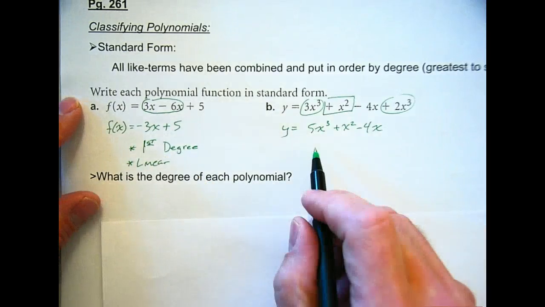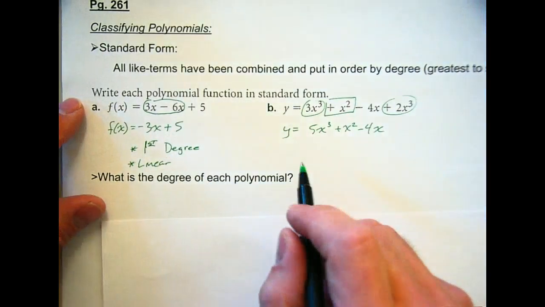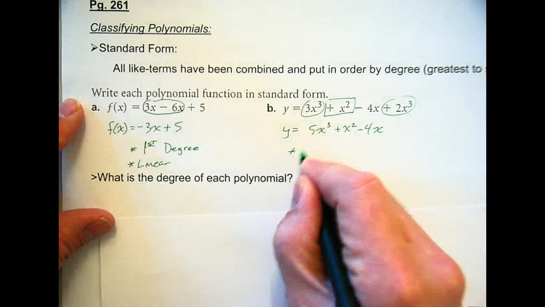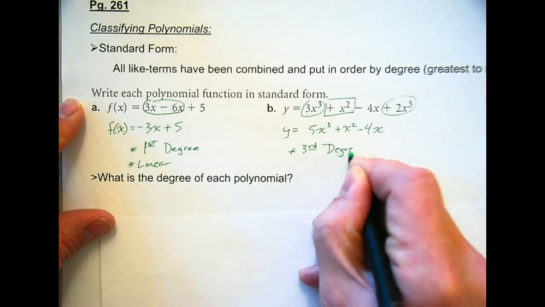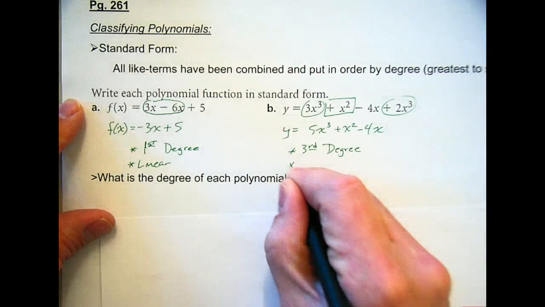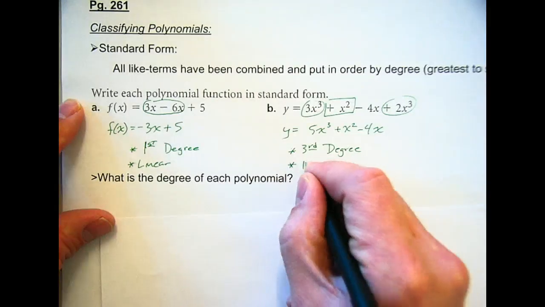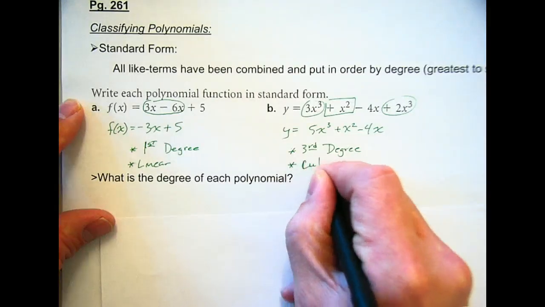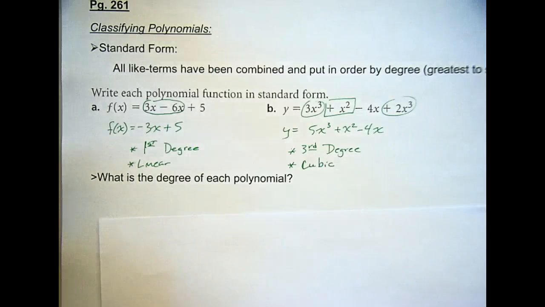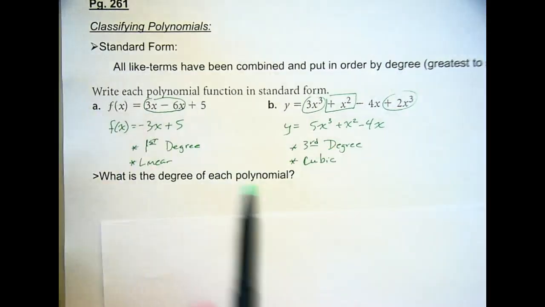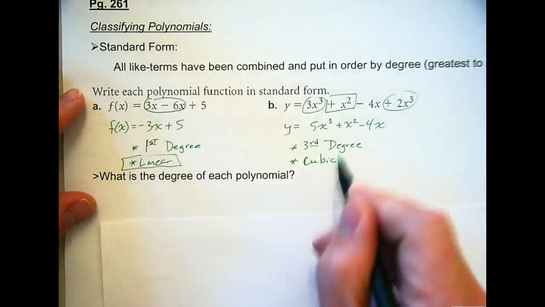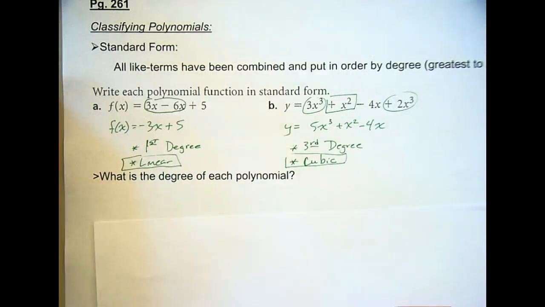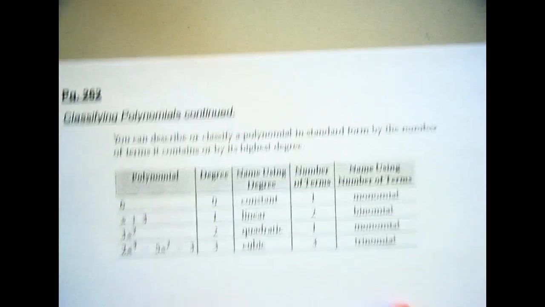What degree is this one, Jaden? Third degree. And you know what we call third degree? Cubic. This is called a cubic. We usually, with the first degree, second degree, and third degree, have special names we use. So you'd want to call this one linear, this one cubic. In fact, those special names are on a table on page 262.